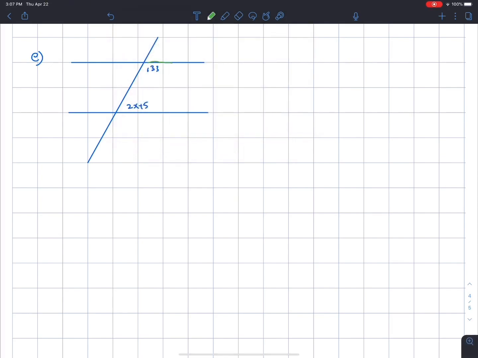So we see a C pattern here, which means these two are co-interior angles and they must add to 180. So I can say 2x plus 5 plus 133 equals 180. So 2x plus 138 equals 180. 2x equals 180 minus 138. 2x equals 42. And we can now divide both sides by 2 to get x equals 21. So that's the answer, x equals 21.